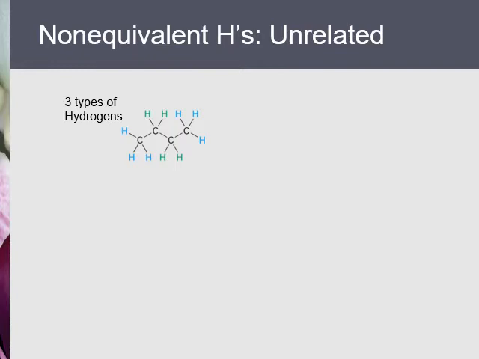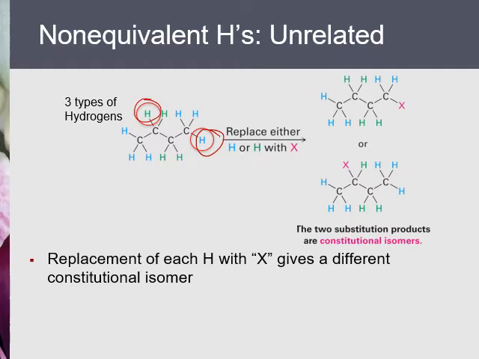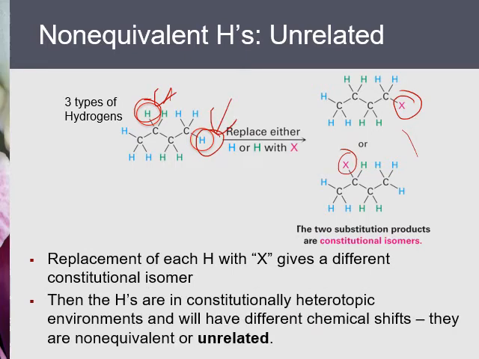On the other hand, if we replace these 2 hydrogens by X, we get 2 different molecules. One has an X attached to number 1 carbon, and the other one attached to the 2nd carbon. So these 2 are isomers. They are different molecules, and therefore these 2 hydrogens are in different environments, and they give different NMR signals. And these 2 hydrogens are called unrelated hydrogens.